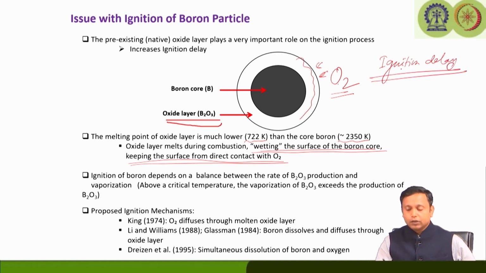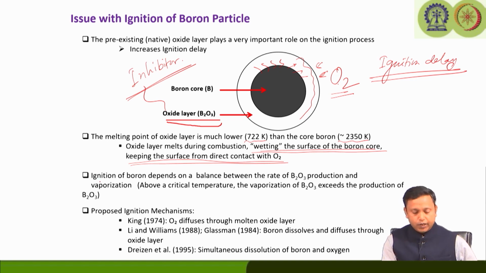So, this boron oxide layer is acting as an inhibitor for ignition. Numerous literature has reported that the native oxide layer present on the boron surface is the major reason for the ignition delay of boron particles. Now, once the boron oxide layer gets evaporated, the core boron has access to oxygen and is going to react with oxygen, and combustion is going to take place.